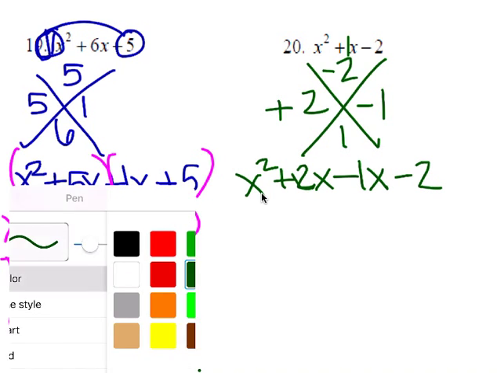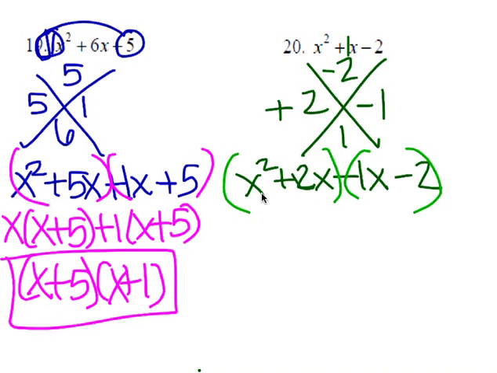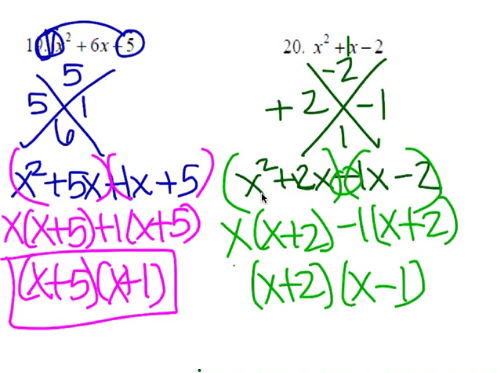So now I can go ahead and factor by grouping. So I'm going to make my two groups. Between x squared and 2x, I can take out an x. Here I can take out a negative 1. And then we have x plus 2. So overlapping, we have x plus 2, and then coming after that is x minus 1.